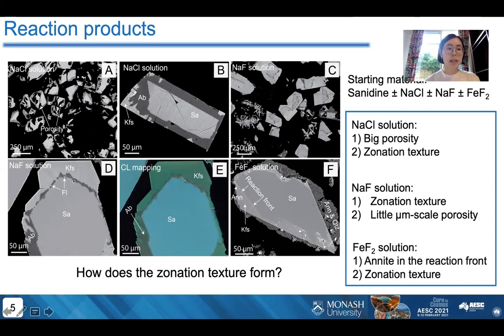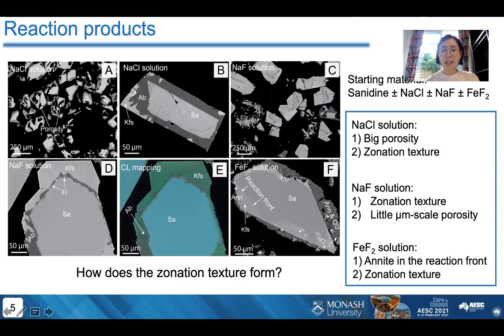In sodium chloride solution, bigger porosity, around 20 to 50 microns, formed between reactant and product. Less than 1% of grains are characterized by this zonation texture. However, most of them are simply replaced by albite. In sodium fluoride solution, most of the grains are characterized by the sanidine, albite, and K-feldspar zonation texture, and the macro-scale porosity is less developed than in sodium chloride solution.